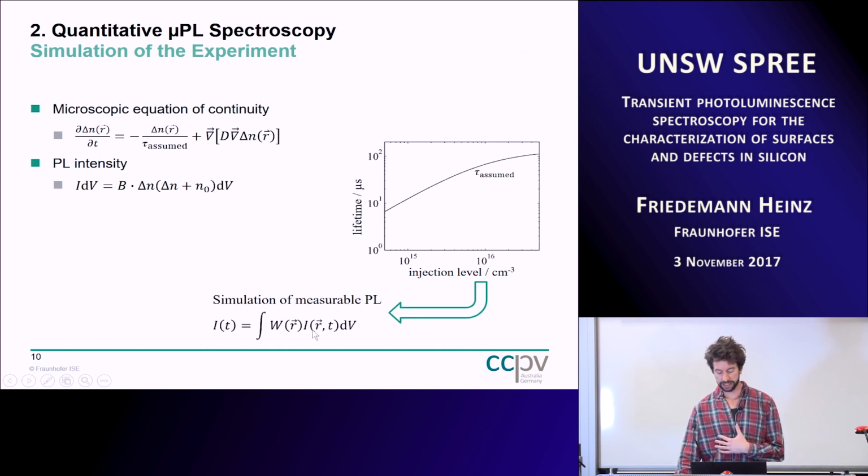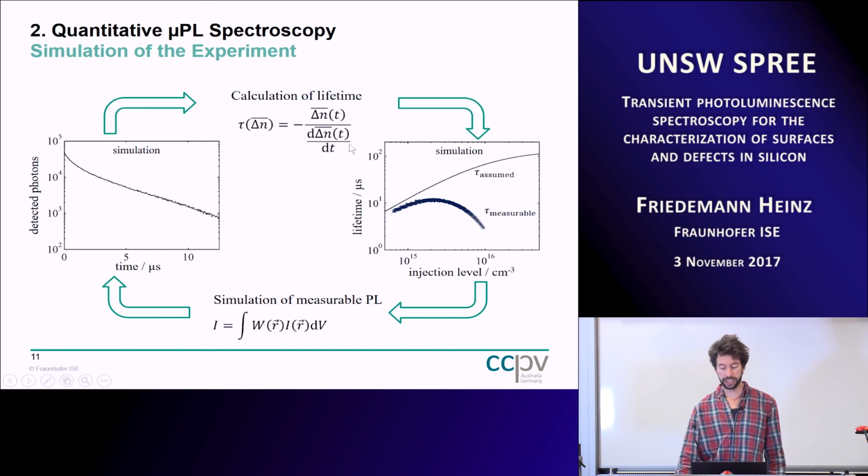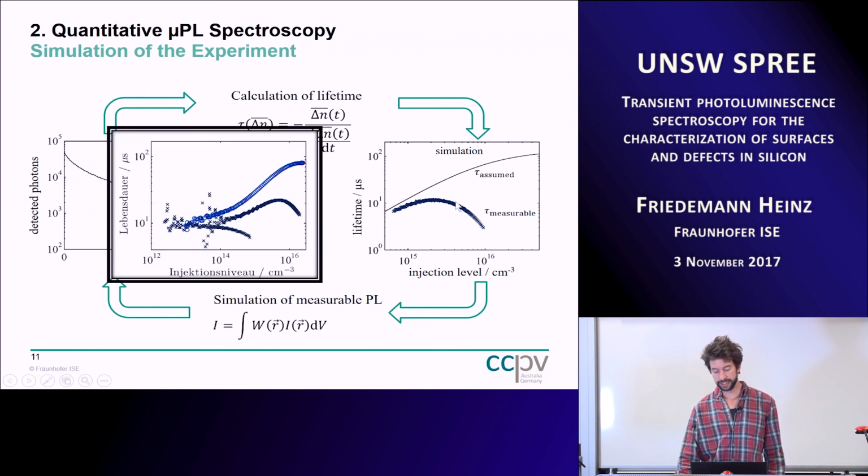From this photoluminescence, I can calculate the experimentally measurable integral charge carrier density if I weight this one with the detection probability. So this one determined experimentally would look like that, for example. And then we get, again, a curve, detected photons as a function of time. If I now calculate the lifetime like we did before, we again see that the measured charge carrier lifetime deviates from the assumed one. And this kind of resembles the experiment I did.